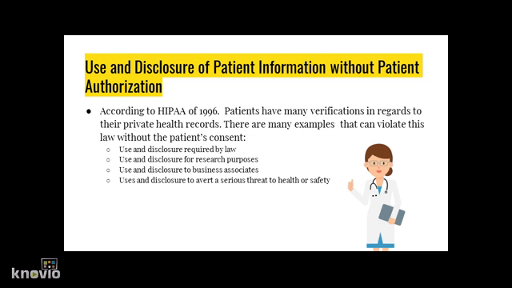The next one is use and disclosure of patient information without patient authorization. So it says, according to HIPAA of 1996, patients have many protections in regards to their private health records. There are many examples that can violate this law without the patient's consent. Use and disclosure required by law. Use and disclosure for research purposes. Use and disclosure to business associates. Use and disclosure to avert a serious threat to health or safety.